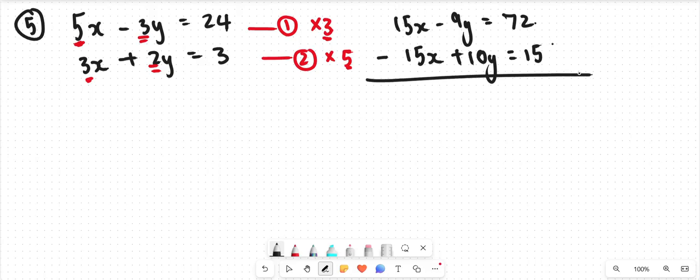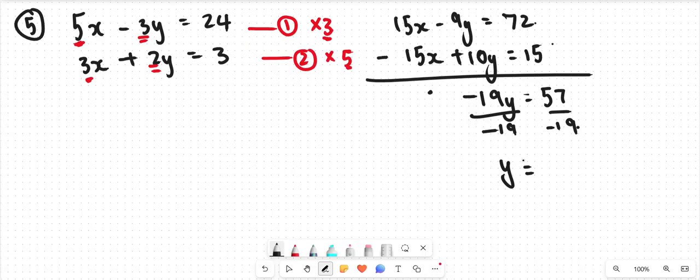And to get rid of the x value, I have to subtract in this case. So 15 minus 15 gives me a 0. Negative 9 minus a 10 is a negative 19y. And 72 minus a 15 is a 57. And once it looks like this, I divide by negative 19 on both sides, to get that y is equal to negative 3. And so I have that y value.